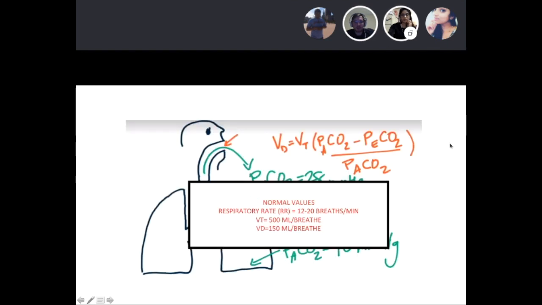Okay. So the normal values, just to give you guys an idea, respiratory rate is 12 to 20 breaths per minute. Tidal volume is normal, 500 milliliters per breath, and the physiologic or the normal dead space is 150 milliliters per breath.